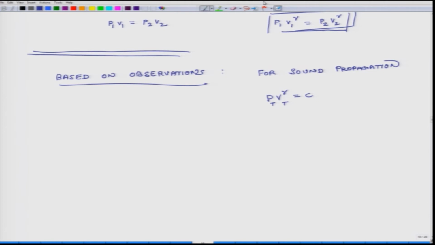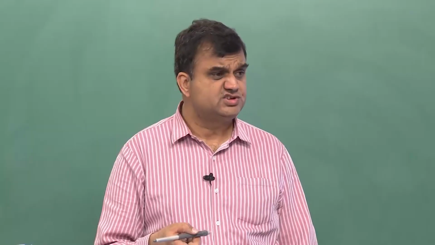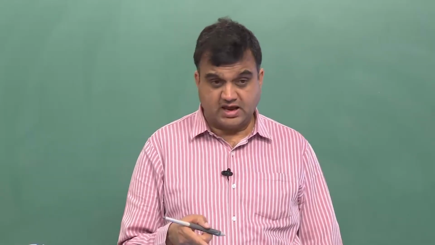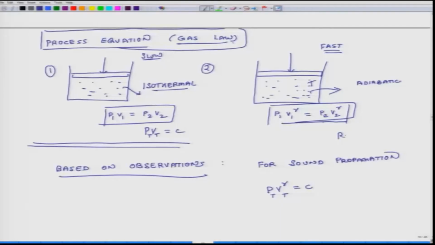To give you a historical backdrop, when this topic was being discussed initially, Newton was one of the first to address this problem, and he made a wrong choice. He assumed that when sound propagates in air, the process is isothermal. So he considered P V, that is P times V, as constant, and later when a lot of experiments were done, it was found that this choice was wrong. Once that realization was made, there was another person by the name Rayleigh.